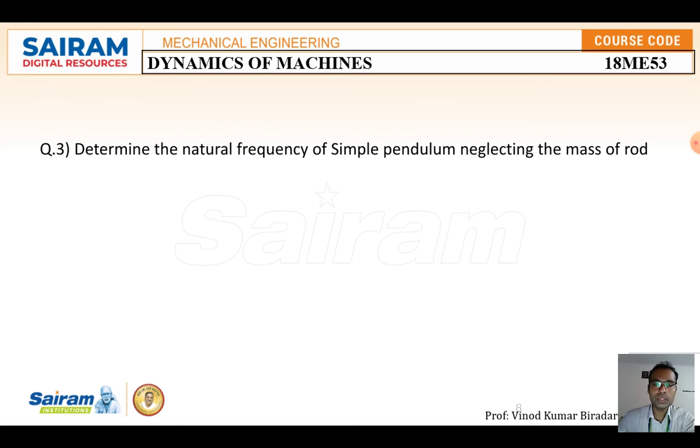Now the third problem is to determine the natural frequency of the simple pendulum, neglecting the mass of the rod. In the previous case we solved considering the mass of the rod, but here we are going to neglect the mass of the rod, and then calculate the natural frequency. These three problems are very important from the point of view of examination. They may ask any one among the three.